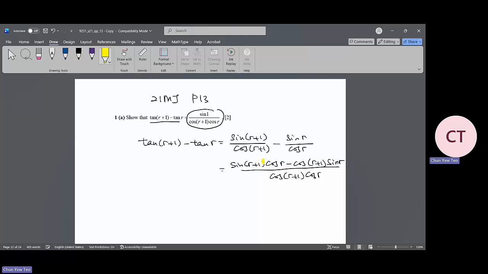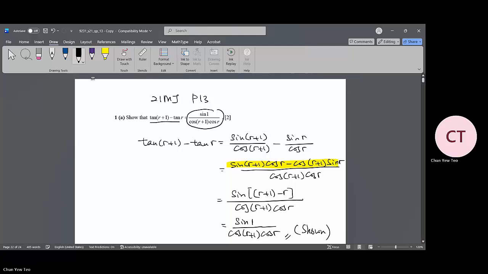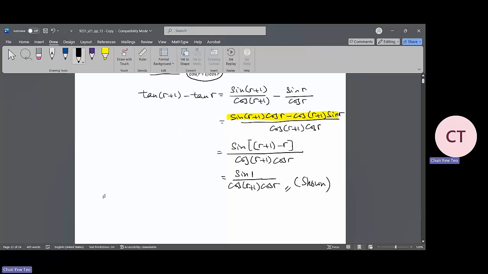Then for your numerator, we can apply the compound angle formula. Then you will get this as sin of (r+1 minus r) divided by cos(r+1) cos r. So at the end, you will get this result. Shown. Okay, so this is how you get the answer for number 1A.